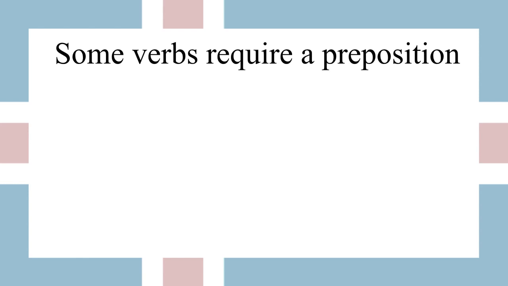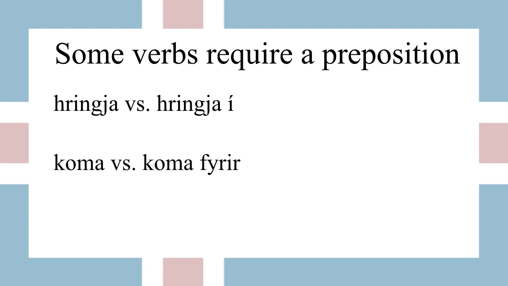Additionally, some verbs require a preposition to take on a certain meaning. For example, the verb að hringja means to ring, but the verb að hringja í, it's the same verb, but it has a preposition at the end, means to call somebody. So sometimes when you learn a new verb, there's also a preposition to go along with it, and it can change the meaning, like in this one. Koma, which means to come, and koma fyrir, which means to happen to.